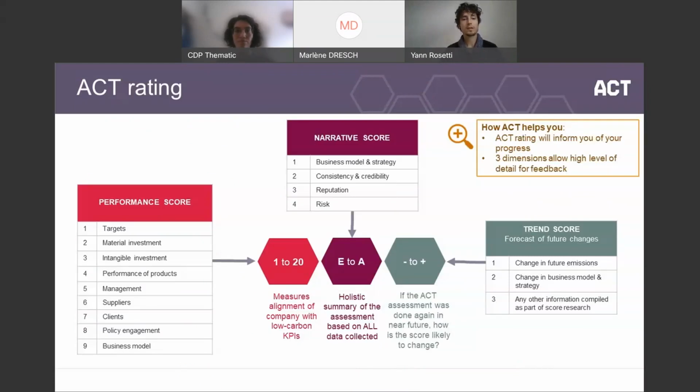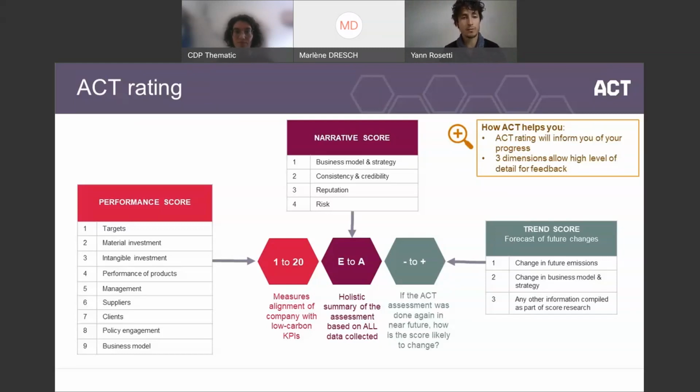This is the ACT rating system. So you can see that it's divided into 3 parts. The first one, in red, is the performance score. It is divided into 9 different modules: module 1 targets, number 2 material investments, and so on until module number 9 business model. So this gives us a score which will be presented as a number ranging from 1 to 20, and it corresponds to a measure of the alignment of the company with all the low carbon key performance indicators that are designed in each ACT methodology.